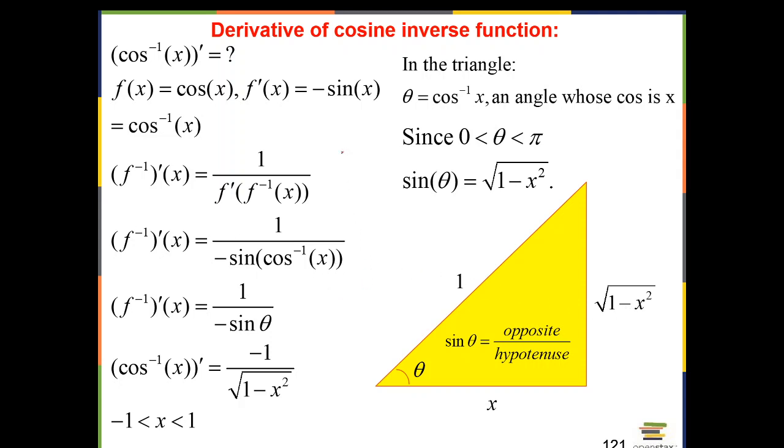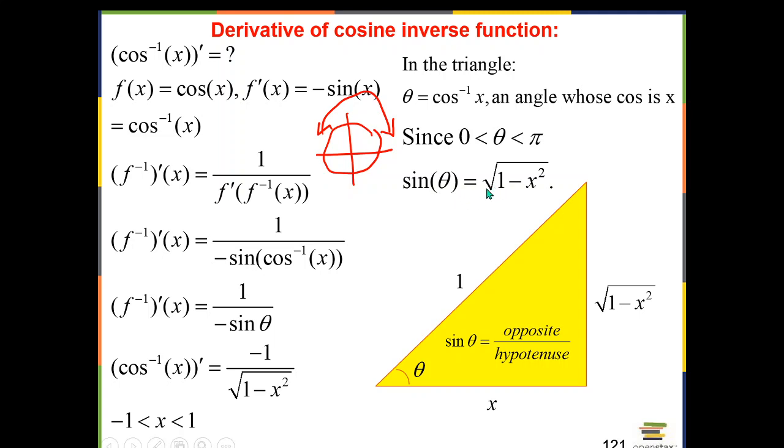And remember from trigonometry that when we talk about cosine inverse, the restriction for cosine inverse is over here, right? From 0 to pi. And in this region, sine is always positive. So this sine is actually positive.